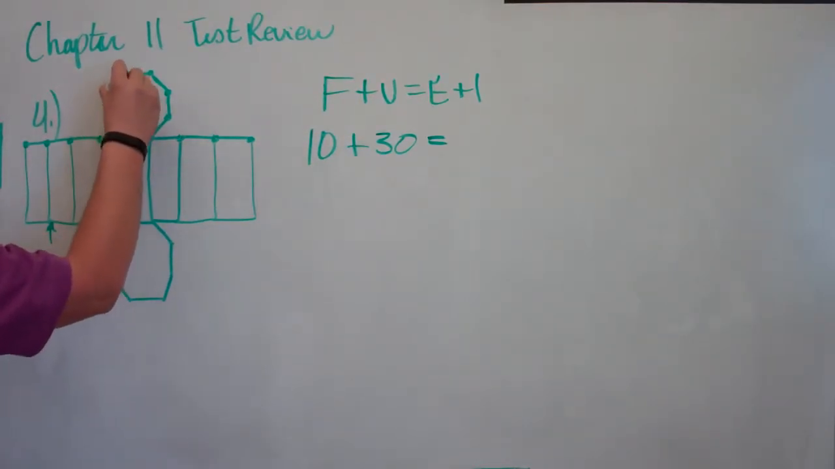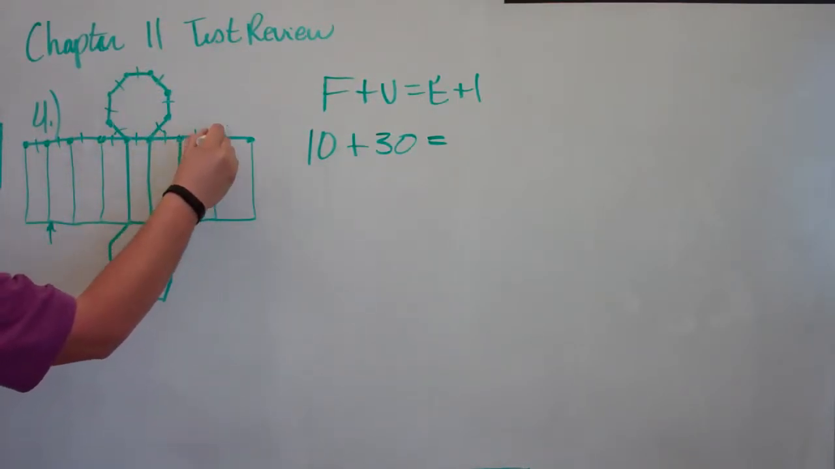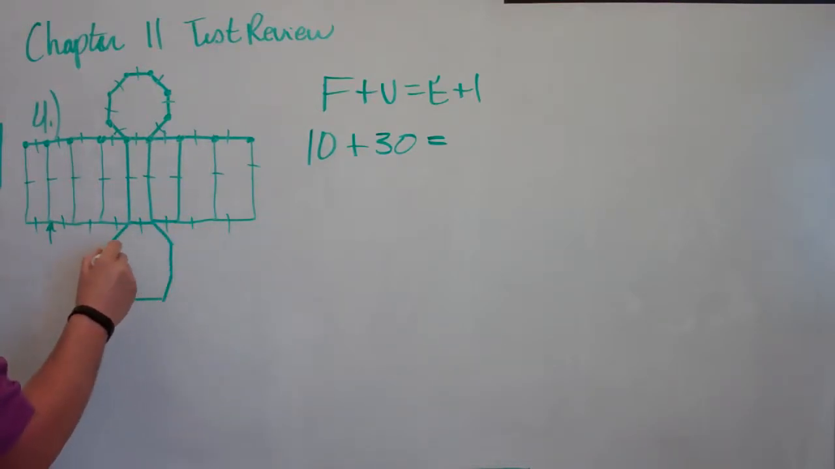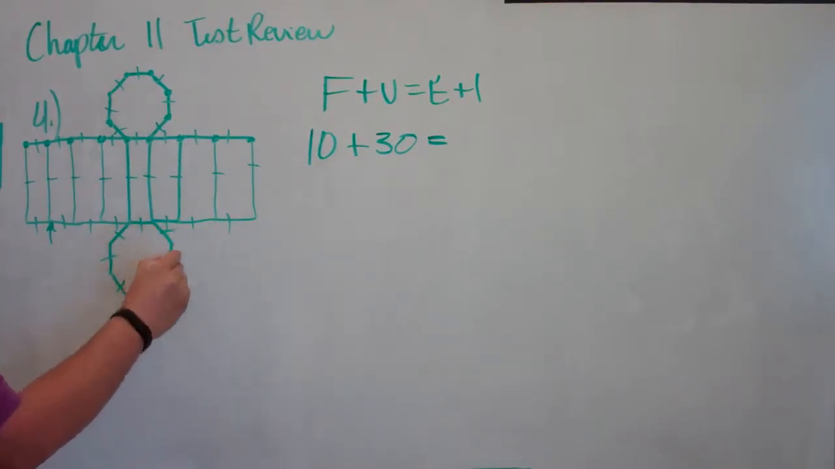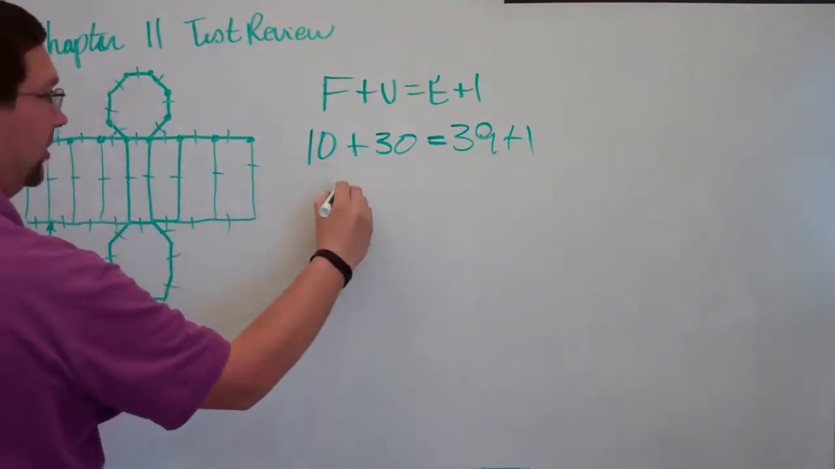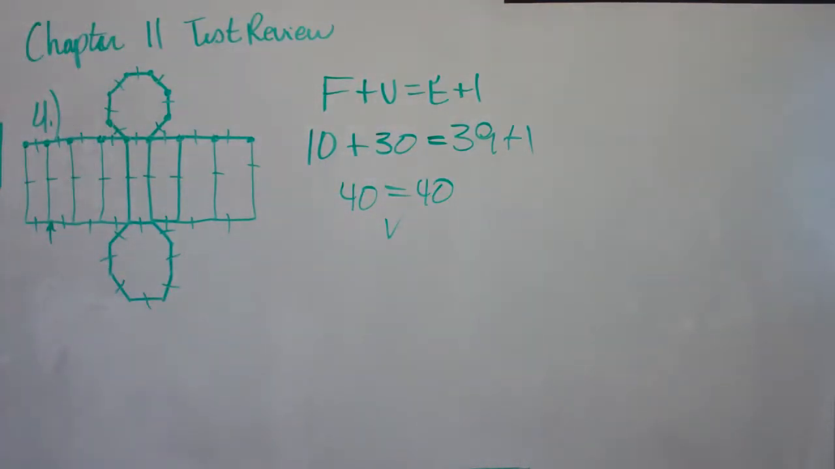So we have 1, 2, 3, and so on, up to 39. So we have 39 edges plus 1. 10 plus 30, 40. 39 plus 1, 40. Verified. All right? That's all they wanted you to do for number 4. Draw a net and count everything and verify that the formula works. That's all they wanted you to do.